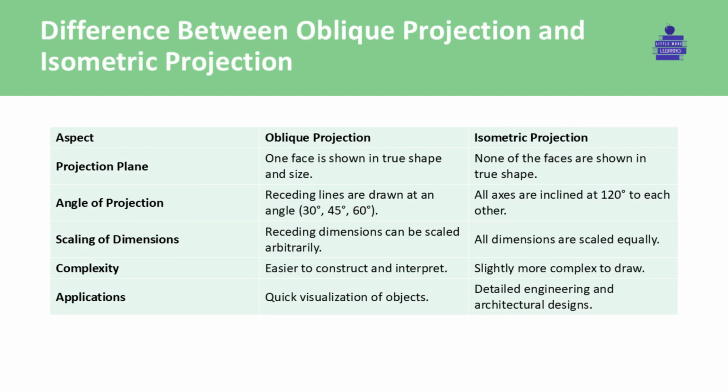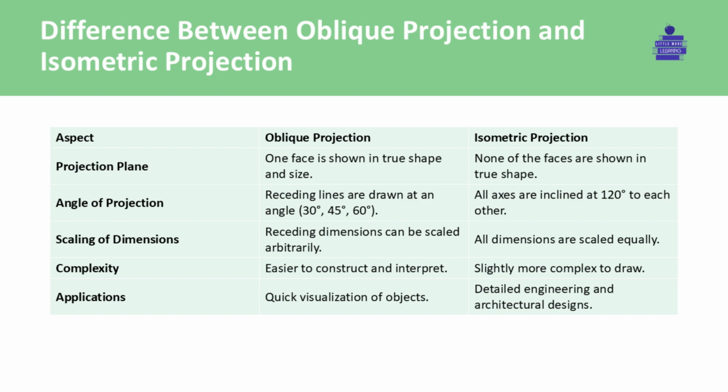Understanding the distinction between oblique and isometric projection is crucial for choosing the right technique for your needs. Let's compare them side by side. In isometric projection, imagine looking at a cube from a corner. None of its faces appear undistorted, but they're all equally treated with those characteristic 120-degree angles between axes.